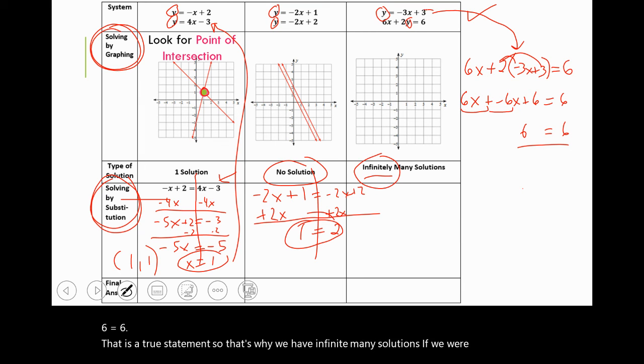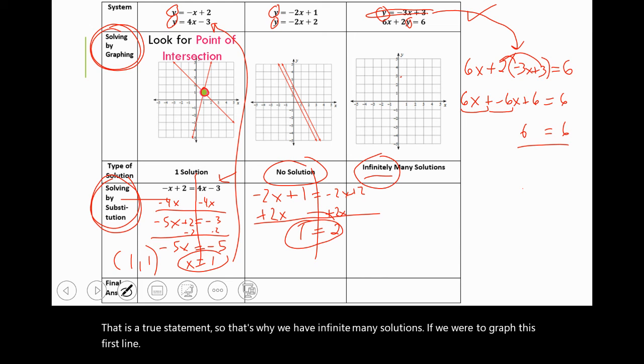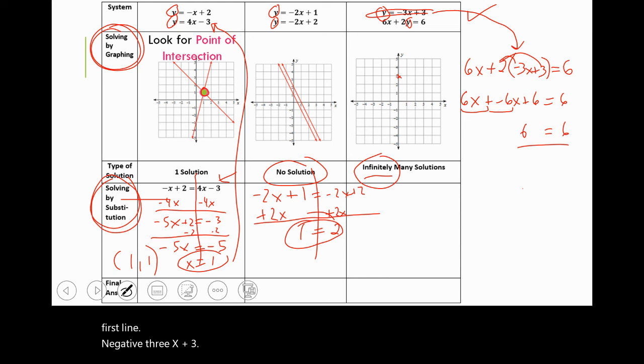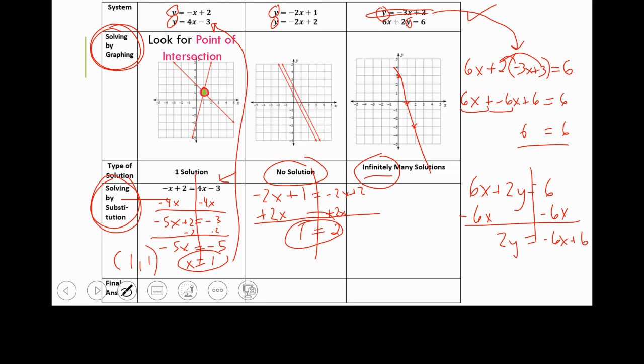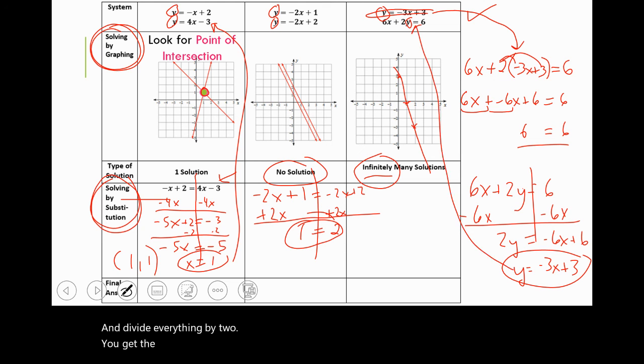If we were to graph this first line, negative 3x plus 3, and we were to solve that second line, and divide everything by 2, you get the same equation as the first one. So when you have infinitely many solutions, it's the same equation.